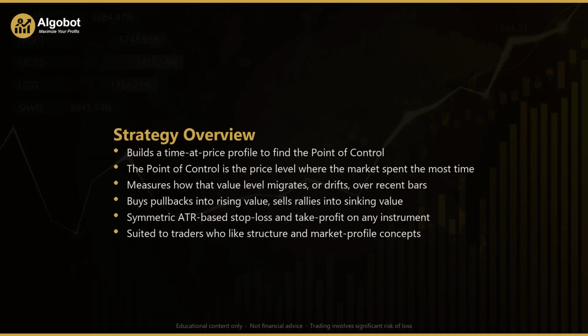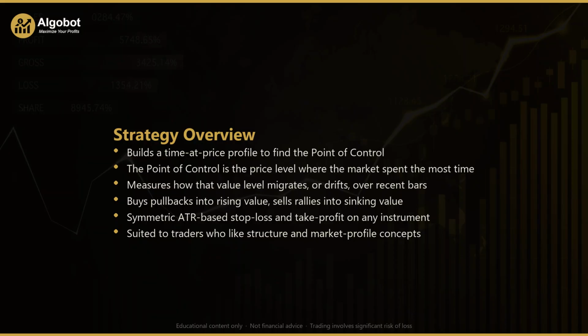Most pullback systems lean on a moving average as their reference line. The Value Migration Trend Writer does something different. It builds a small time-at-price profile from the recent bars, much like a market profile histogram. For each of the last 100 closed bars, by default, it takes that bar's typical price, the average of the high, the low, and the close, and drops it into one of 40 equal-width price buckets. The bucket that collected the most bars is the modal price bucket, and its center becomes the point of control.